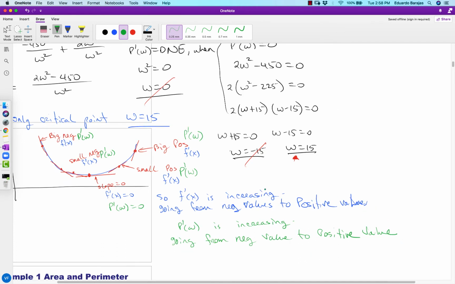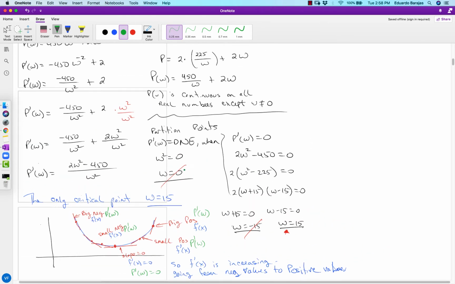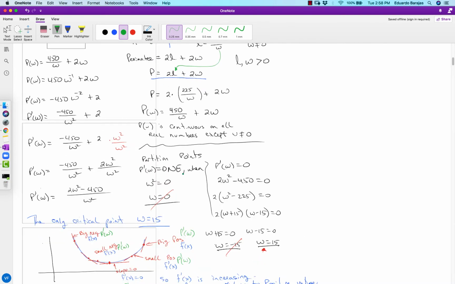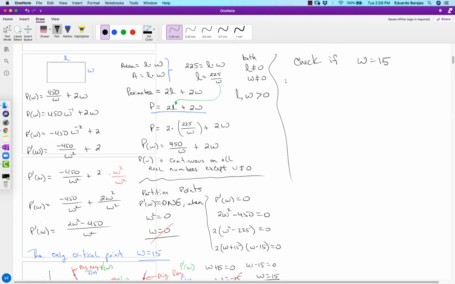Okay, all right, so in order to confirm that we really do have a local minimum at this point, we need to check that the first derivative has a sign change at that point from negative to positive. That's what we need to do. So let's create a sign table for the first derivative. Right, so we're doing the following. Check if w equals 15 is a local min.